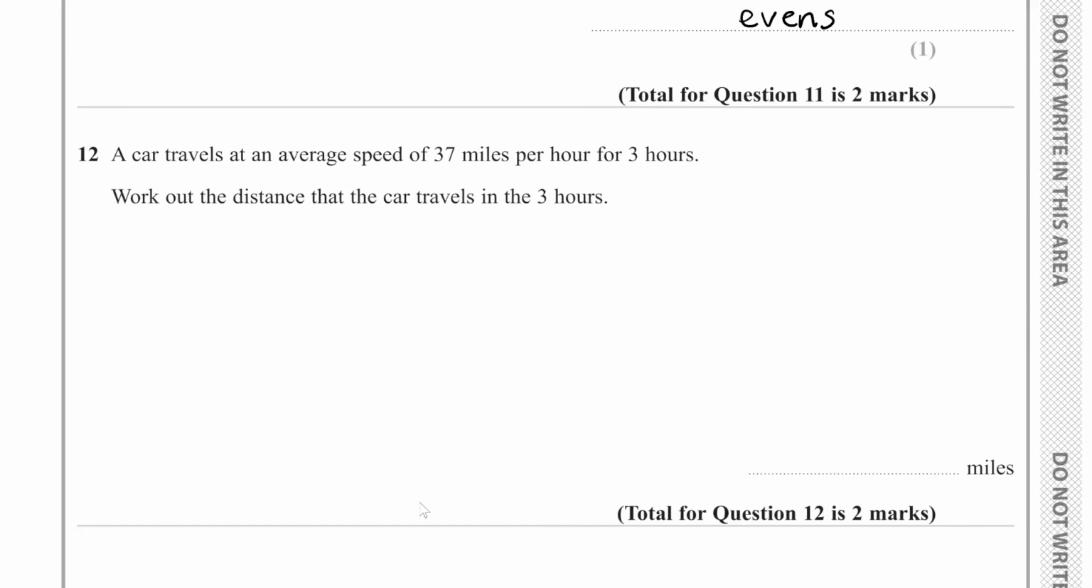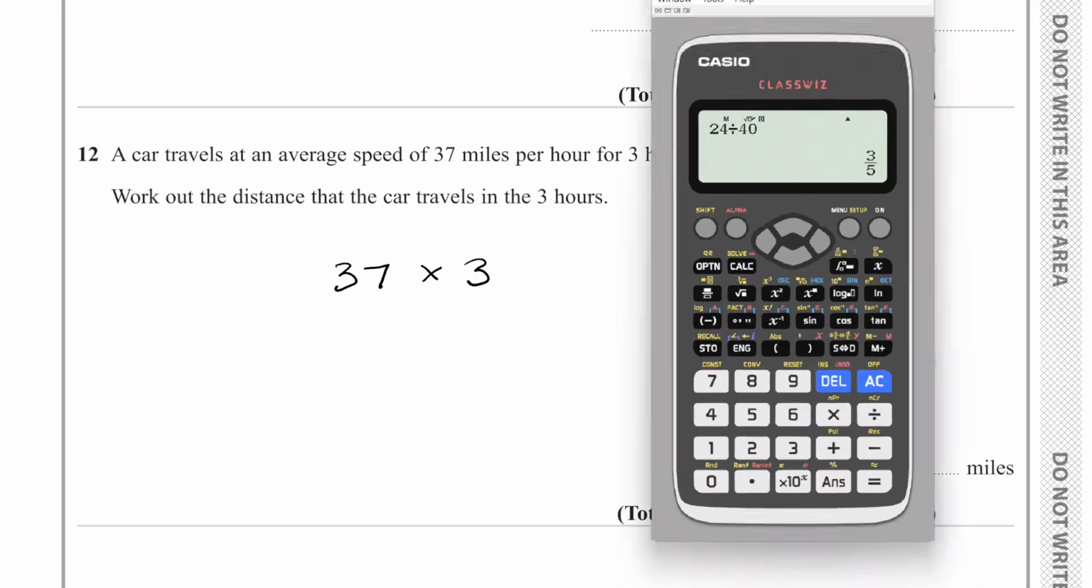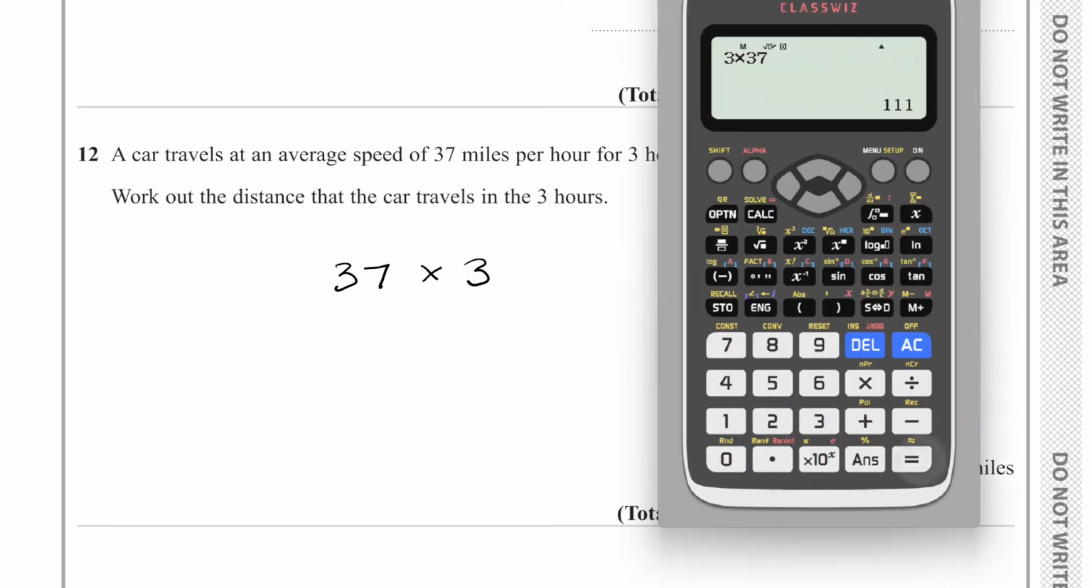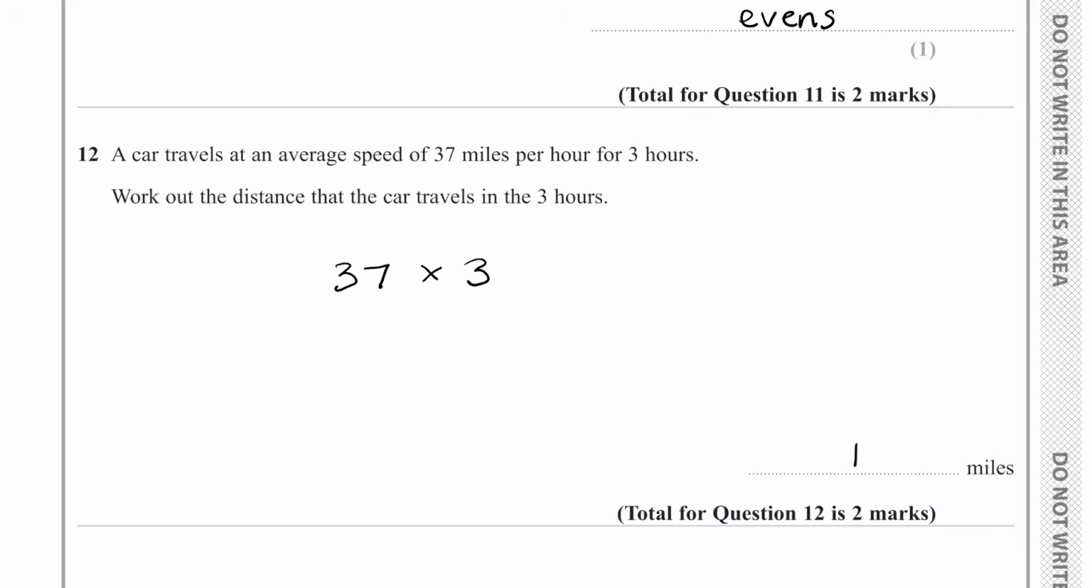Question 12. A car travels at an average speed of 37 miles an hour for 3 hours. Work out the distance. So 37 miles every hour for 3 hours. It's 37 times 3. 3 37s is 111. So 111 miles.